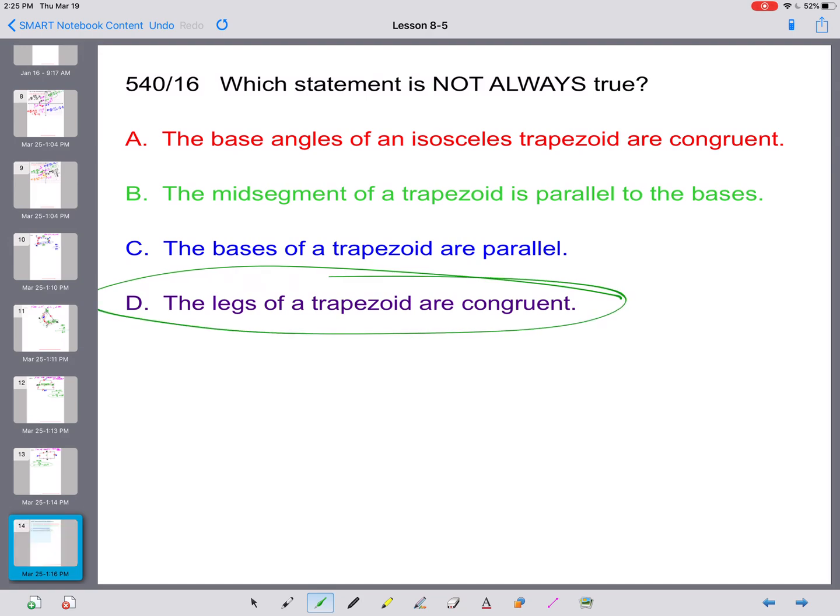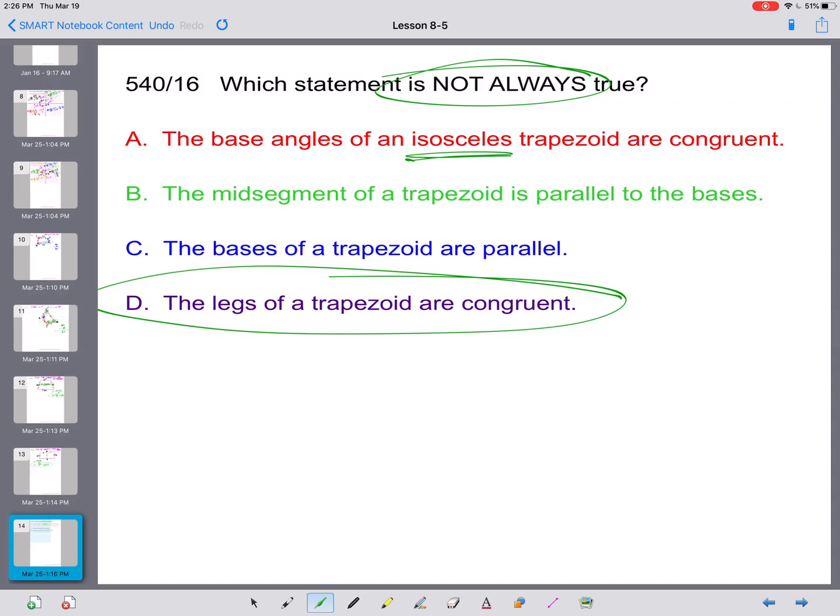The base angles, which one is not always true? The base angles of an isosceles trapezoid are congruent. That's always true. On an isosceles trapezoid, base angles are always the same. The mid-segment of a trapezoid is parallel to the two bases. That's what we just saw just a little bit ago. Absolutely true all the time. B, true all the time.